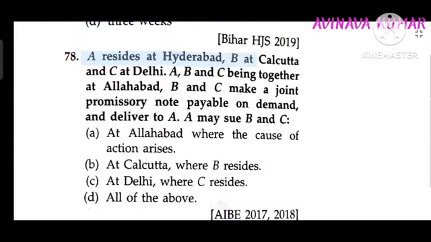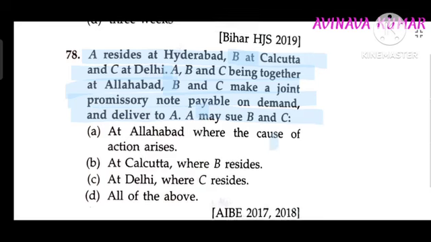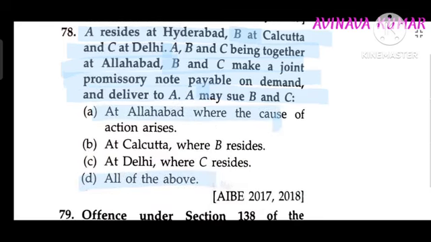A resides at Hyderabad, B at Calcutta and C at Delhi. A, B, C being together at Allahabad, B and C make a joint promissory note payable on demand and deliver it to A. A may sue B and C at all of the above: at Allahabad, where the cause of action arose, at Kolkata, where B resides, at Delhi, where C resides.